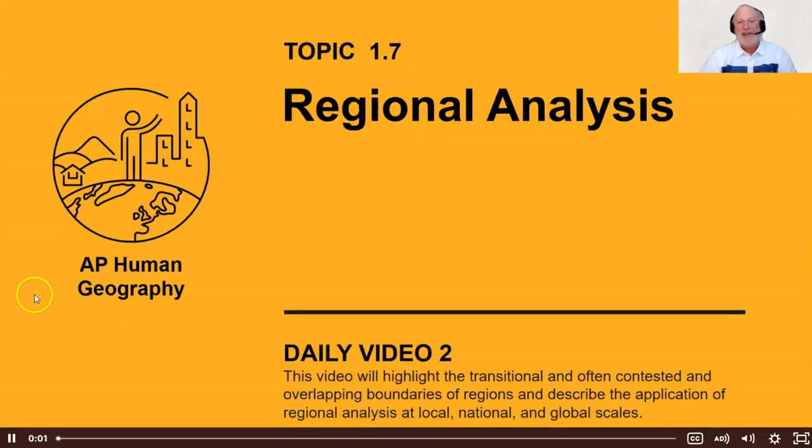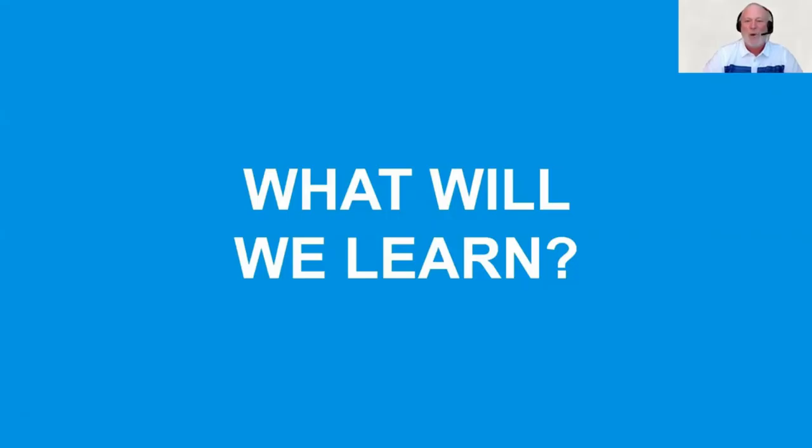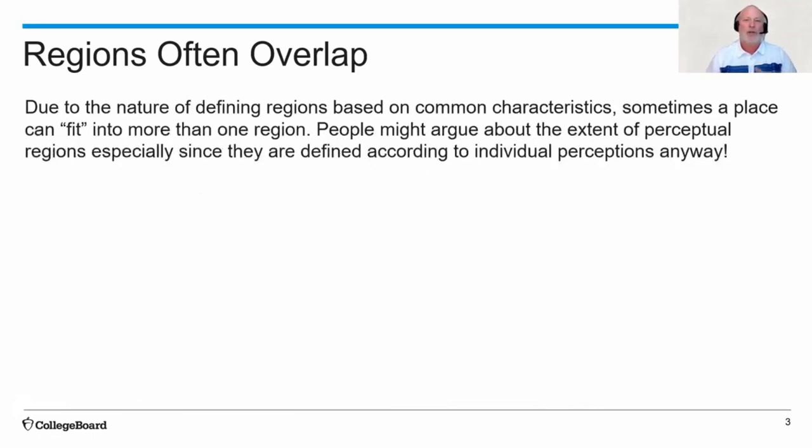Hi, this is Kevin Turner from Spanish River High School in Boca Raton, Florida. And here we are in topic 1.7, regional analysis for AP Daily, the last video in topic 1.7. What are we going to learn? So we talked about regions in the first video, and the purpose of the second video is to focus on the overlapping nature of how regions are thought of or processed here in human geography.